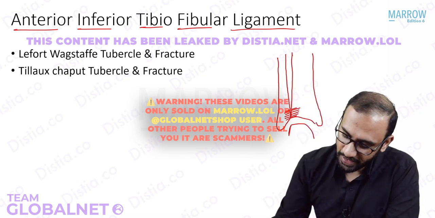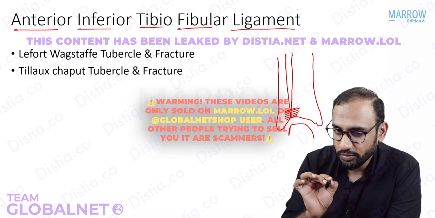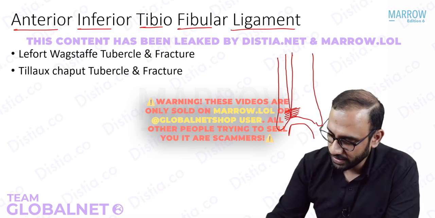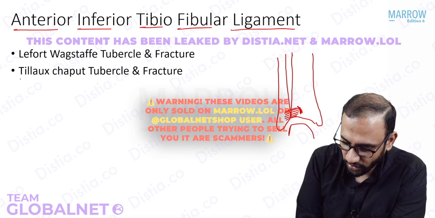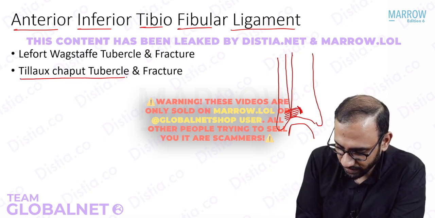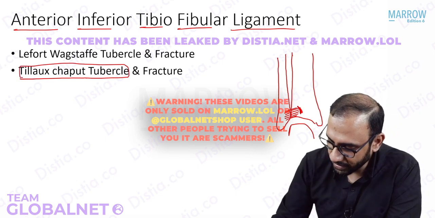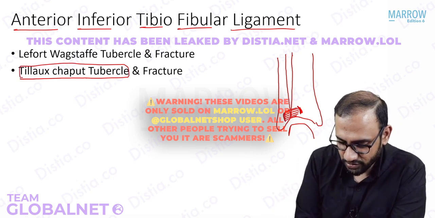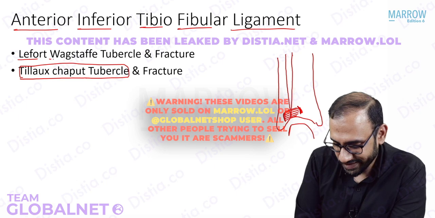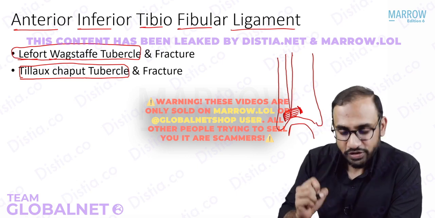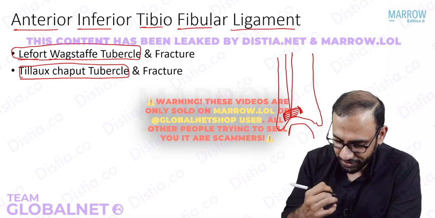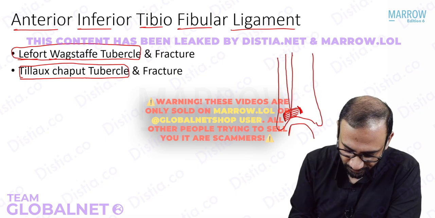It is attached to the tibia and the fibula on certain bony ridges. The bony ridge on the tibia is known as Tillot's caput tubercle. The bony ridge on the fibula is known as Lefort-Wagstaffy tubercle. Now, upon forces acting on the ankle causing its injury, the following things can happen.